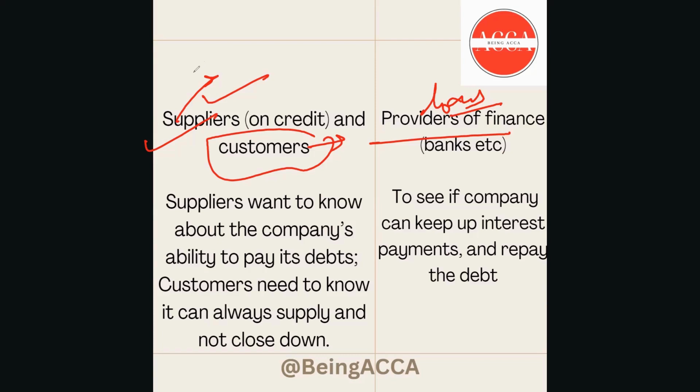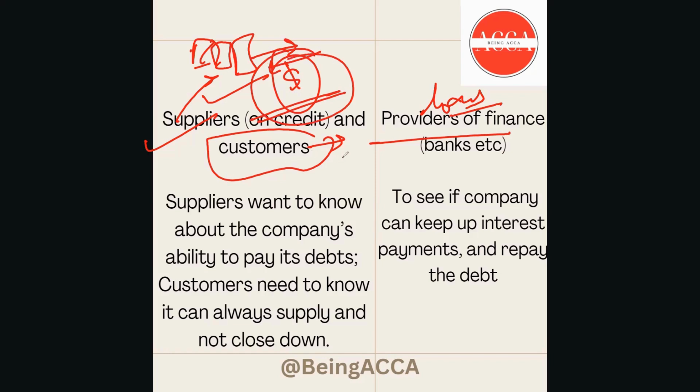Because they're concerned that they have provided you goods, right? I'm sorry for the drawing, but they have provided you the goods. Now, in return, they expect the amount, the money, right? And they will see your financial statements. Why? Because they're concerned whether the company will be able to pay for the supplies or not. So they want to know about the company's ability to pay its debt.